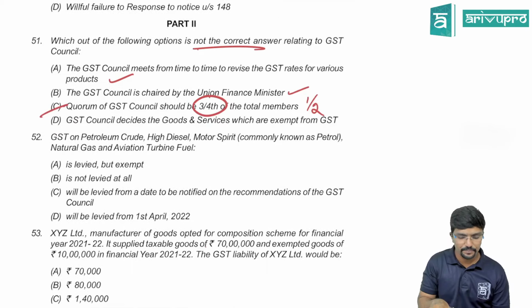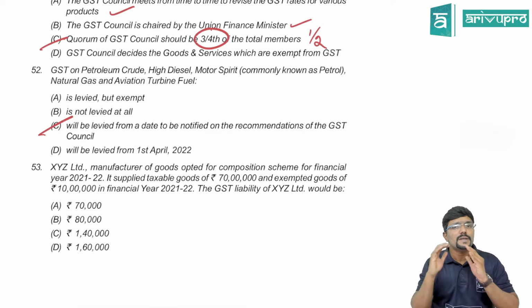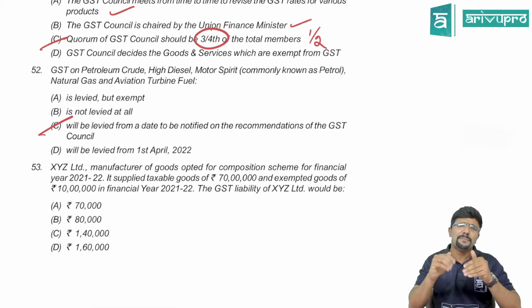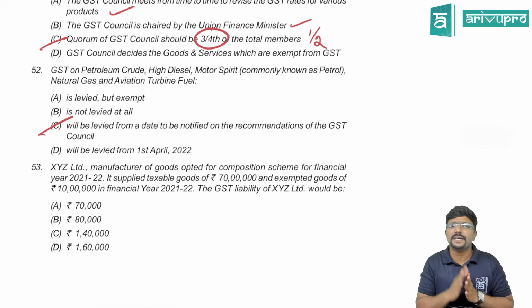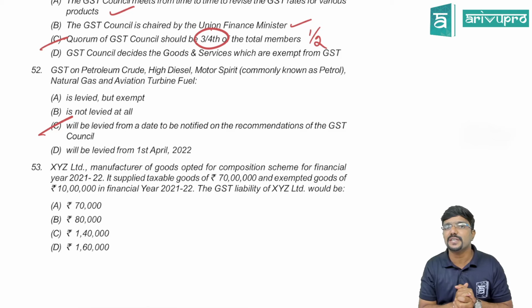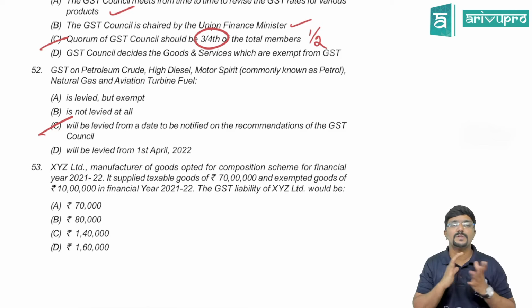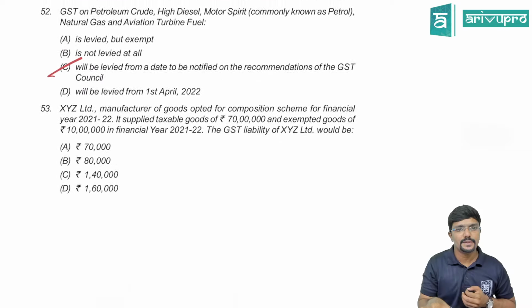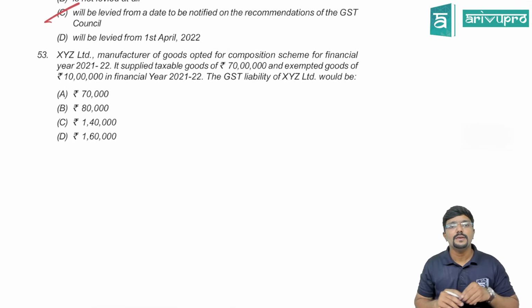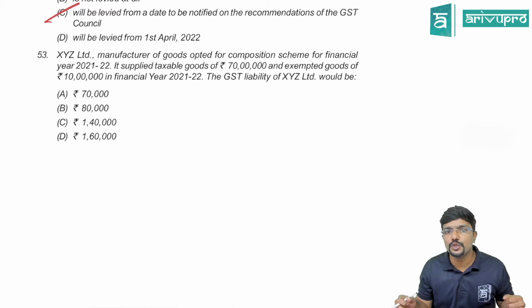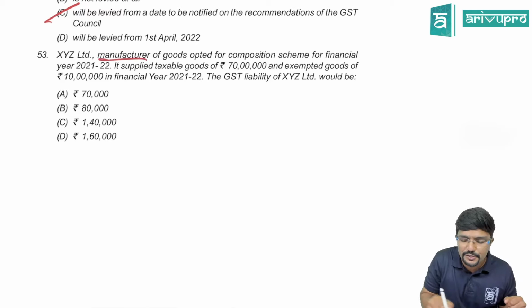This is correct, guys. See, as per section 9, GST is not levied on a few selected products. As per section 9, subsection 1, alcoholic liquor for human consumption is completely outside GST. It cannot be brought into GST even in the future. But as per subsection 2, 5 petroleum products have been kept outside the GST. Any day, these products can be brought under GST as per the decisions taken by GST Council, guys. So the correct answer here is C. Then coming to the third one. XYZ Limited, manufacturer of goods, opted for the composition scheme. So manufacturer means section 10(1).